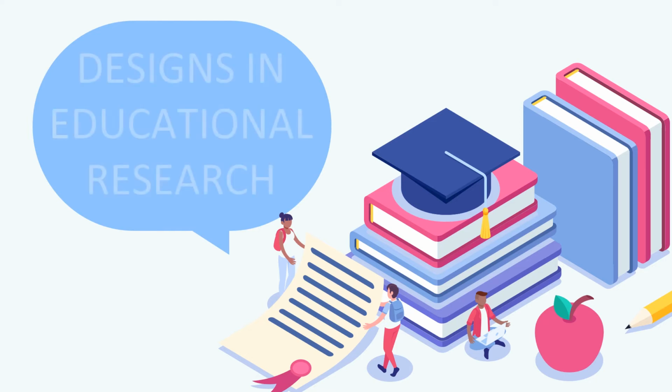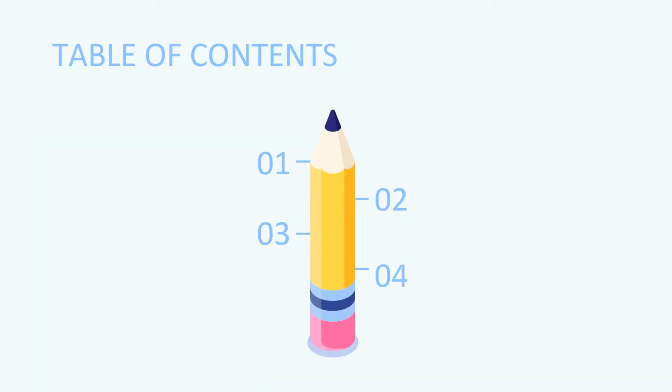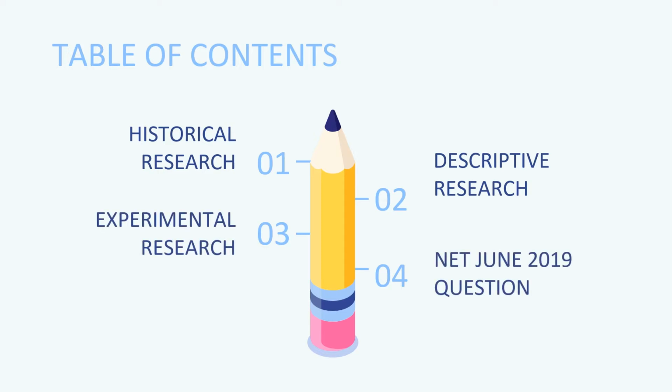Hello students, today we will learn about the research designs that are used in educational research. In this video, we will understand the meaning and the sources of data of historical research, meaning and types of descriptive research, meaning and steps of experimental research, and at last we will see a last year question from the NET exam from this topic.